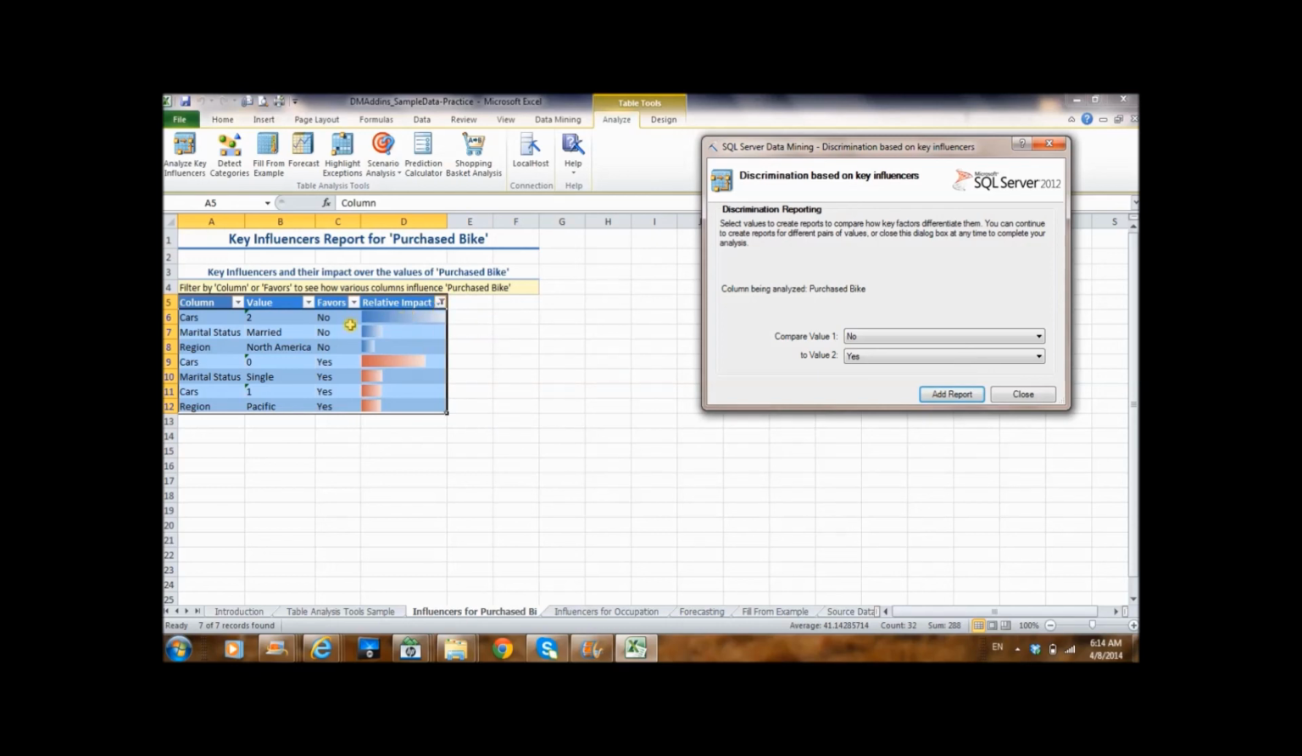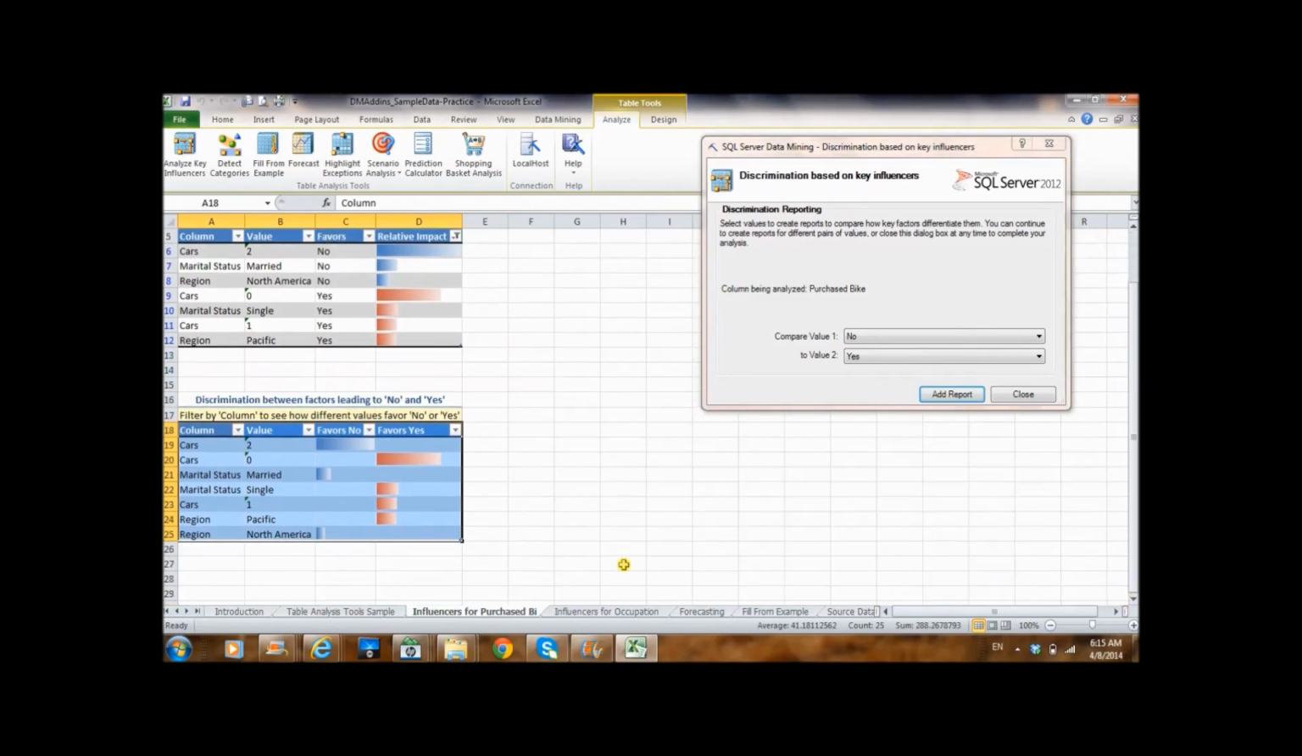People who do not buy a bike from your store are very likely to have two cars. That makes sense. If you have two cars, probably you don't need a bike. And a person with no cars is also probably the most likely to buy a bike from here. So it shows that. And let's do some discrimination analysis.